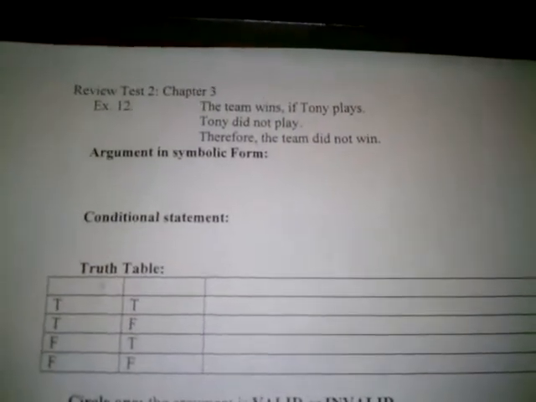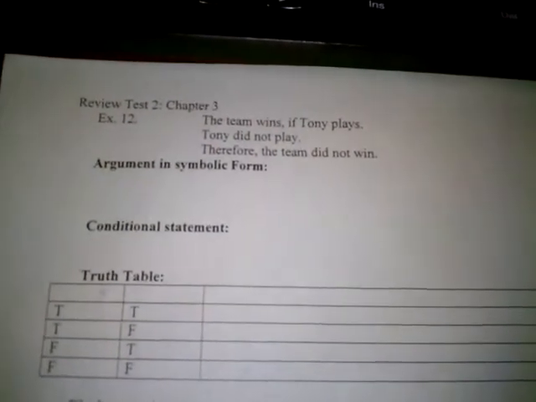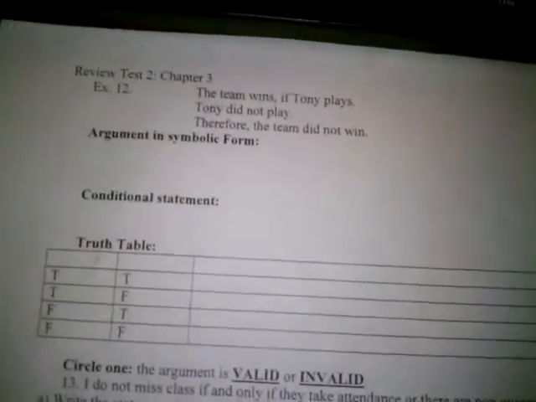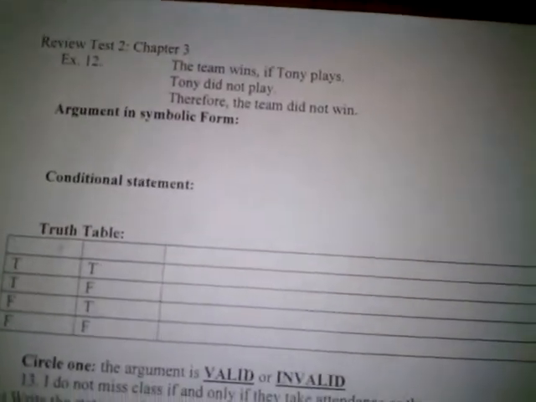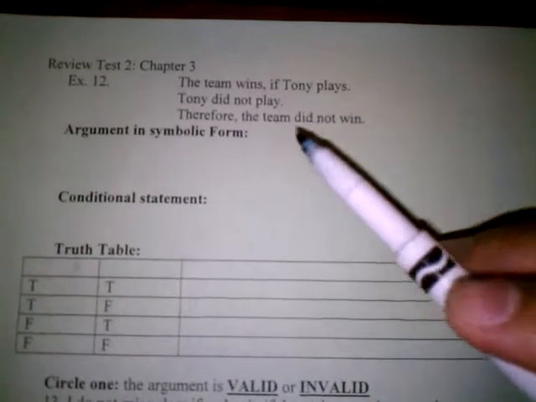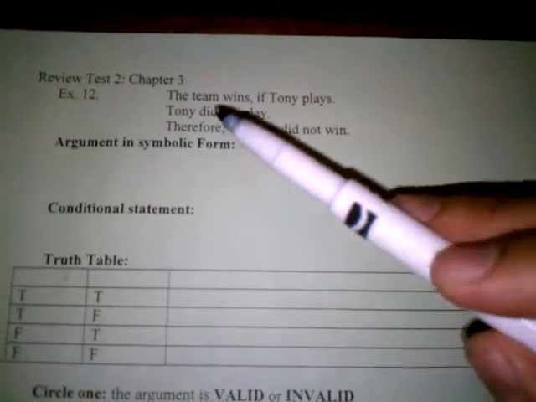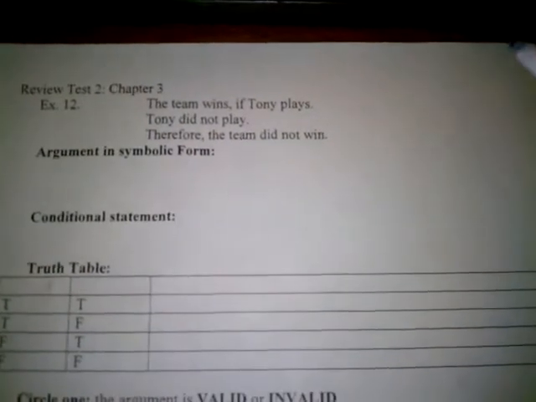This is question number 12, chapter 3, review exam 2 for math for liberal arts. So this question is asking us to write this argument in symbolic form. The team wins if Tony plays. Tony did not play, therefore the team did not win.